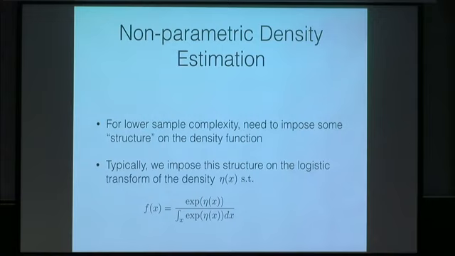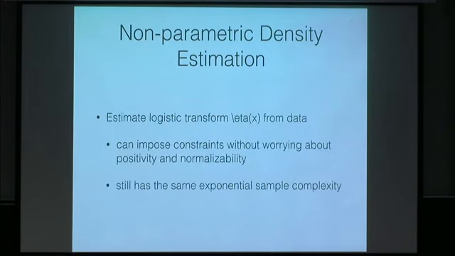The reason is that no matter what assumptions I impose on eta x, because this is a logistic transform, f will always be non-negative and normalized to 1. So I need not worry about those two constraints at the very least. Okay? So in the rest of the talk, and in fact this is what many have also done dating back to Silverman, people impose the structural assumptions on eta rather than f. So that I at least don't need to worry about positivity and normalizability. But again, I haven't really resolved the exponential sample complexity issue.